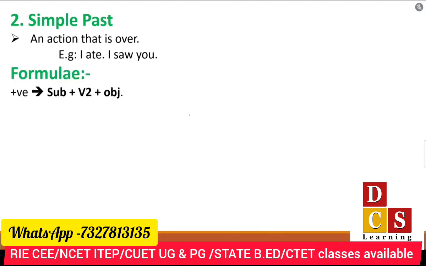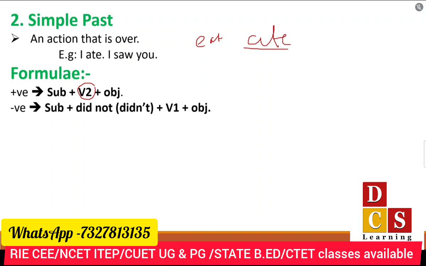Got it? So what is the basic structure? Subject, then the second form of the verb, right? Eat, ate. That is the second form, right? Yes or no? Go, went. So if it's a negative one, then subject, then did. You have to use did, and then verb one. This is a very common mistake we make in our speaking or while writing.